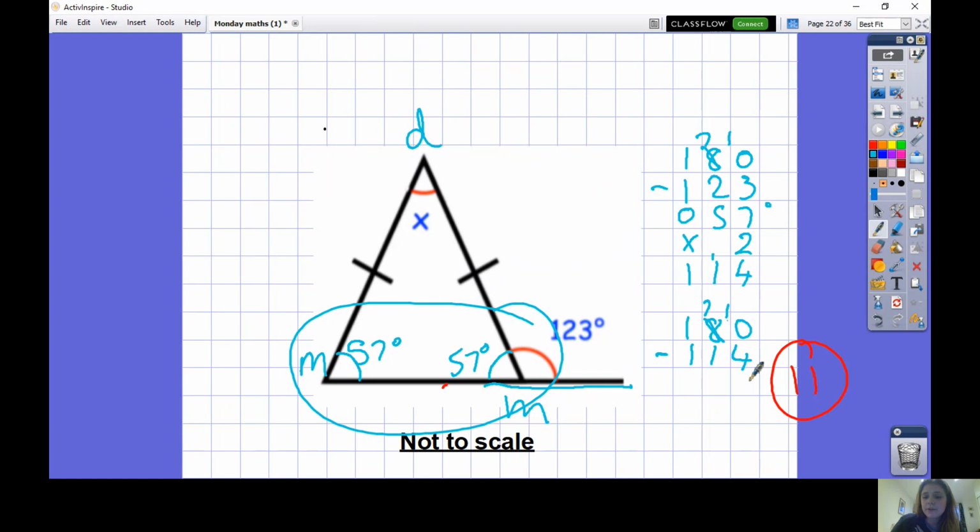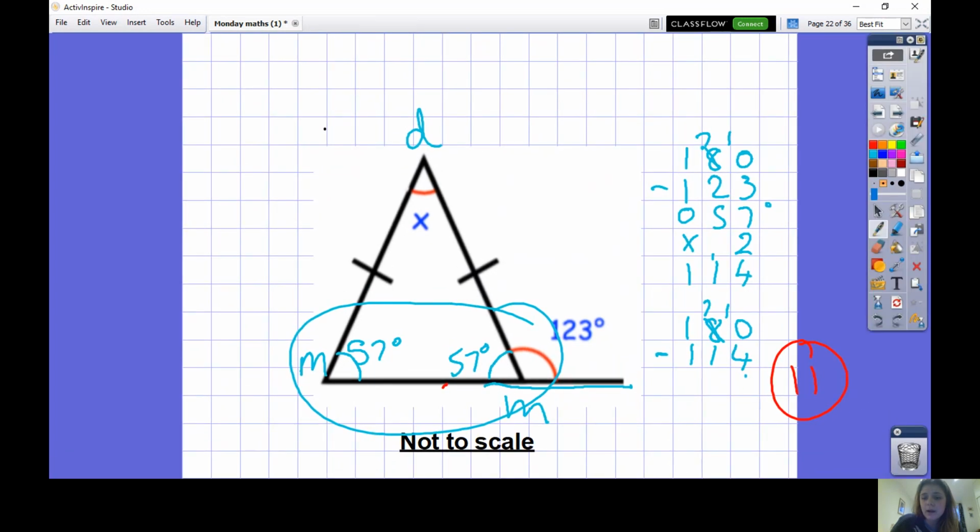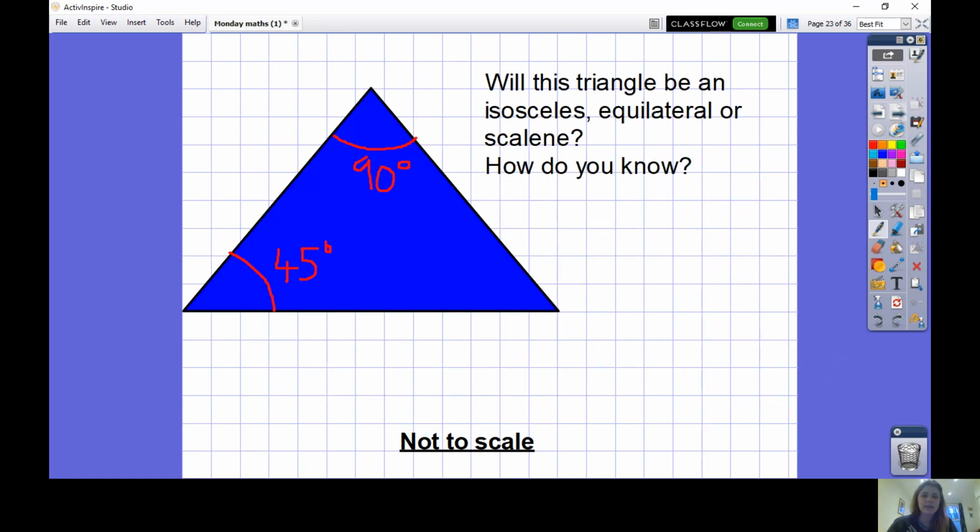Quite a few steps involved here, but if you go step by step and you're using all of the facts that you know, you do have all the information that you need in order to find that missing angle. Here, the missing angle is 66 degrees.